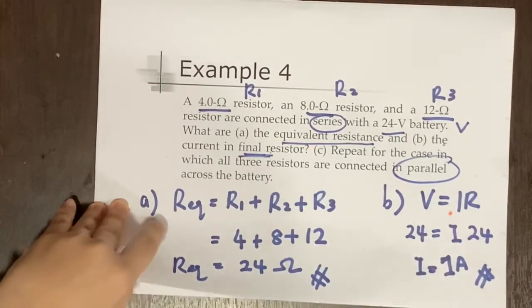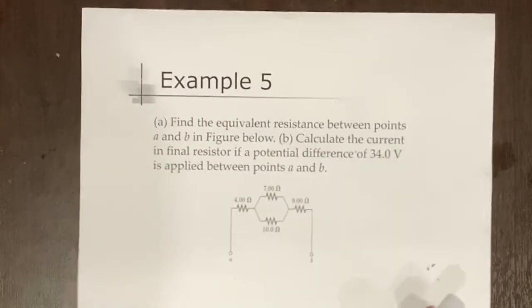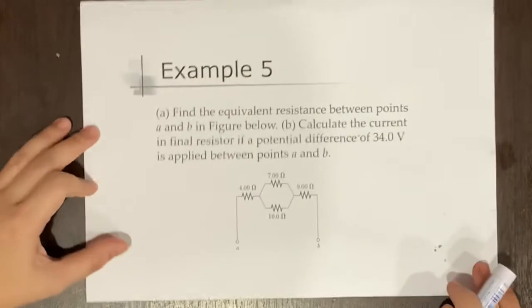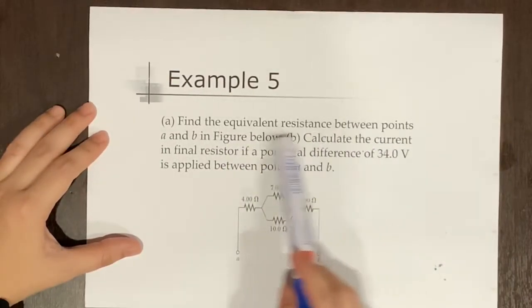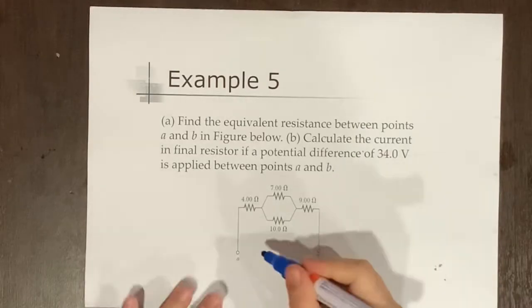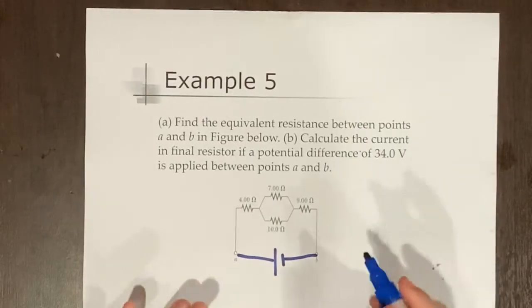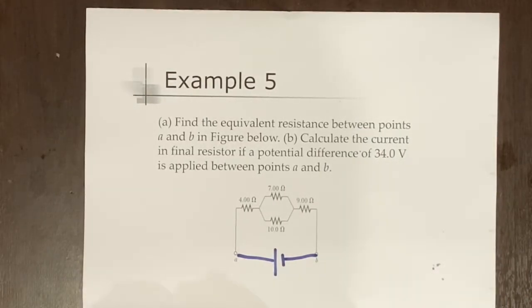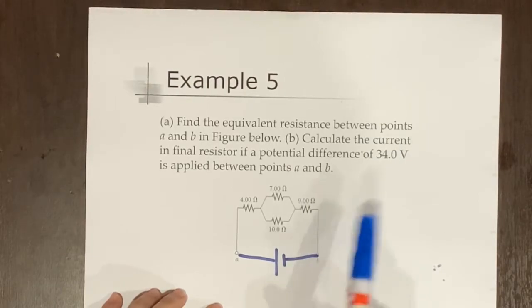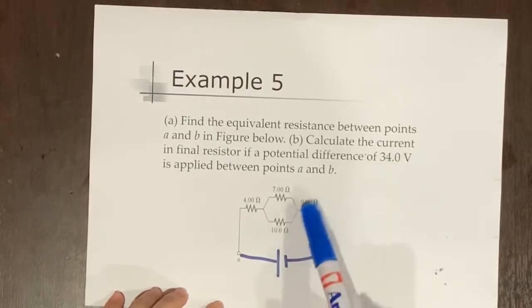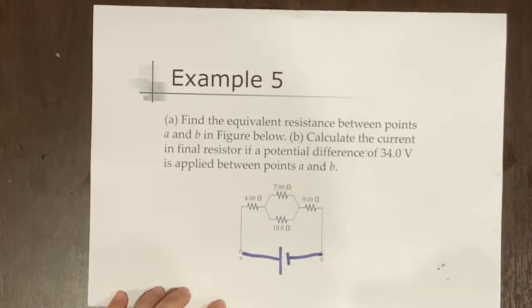Okay, and the last example will be the complicated circuit. It's not complicated actually, it's so simple. Find the equivalent resistance between points A and B. Points A and B will be connected with the battery. First find the equivalent resistance between points A and B in the figure below. Then calculate the current in the final resistor if the voltage is 34. In this circuit, it's a combination of parallel and series, right? So you have to simplify the circuit.